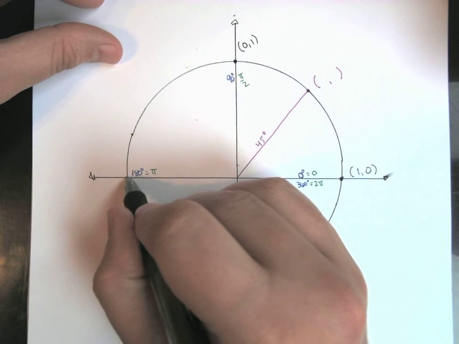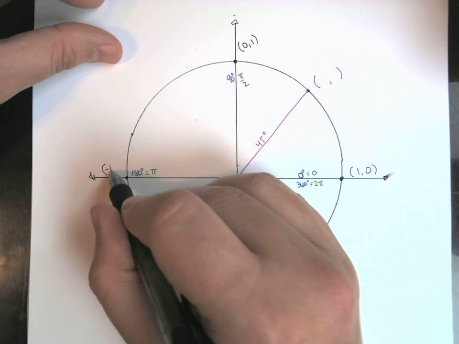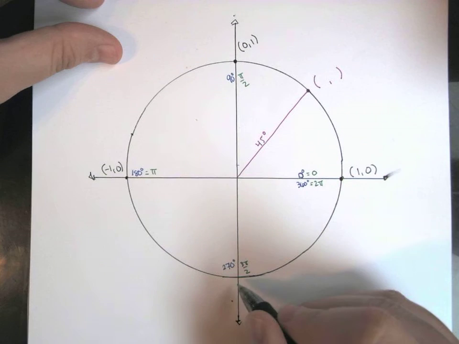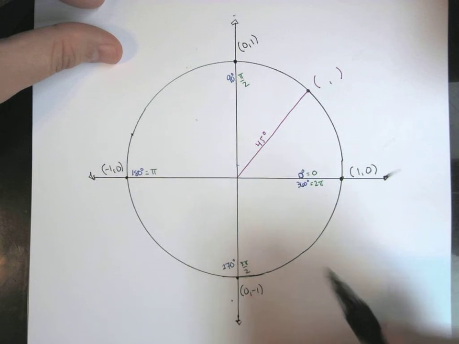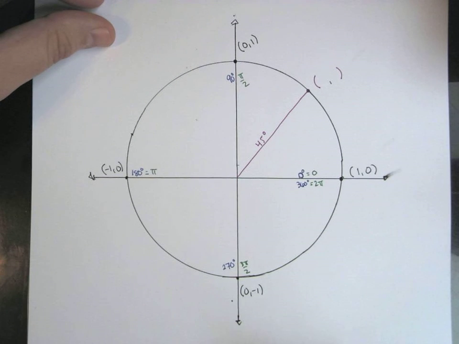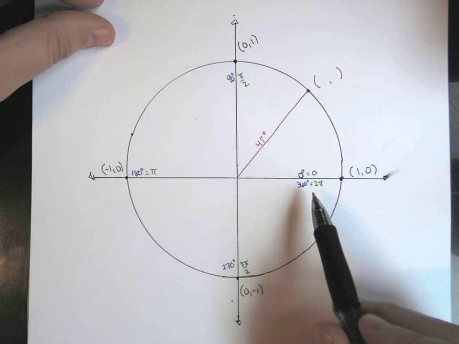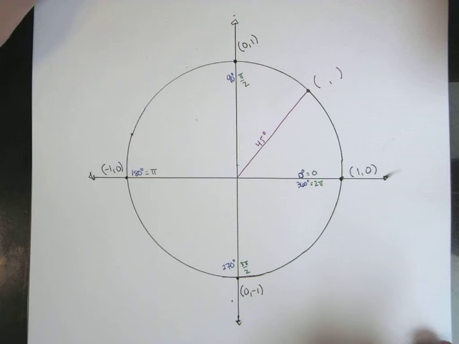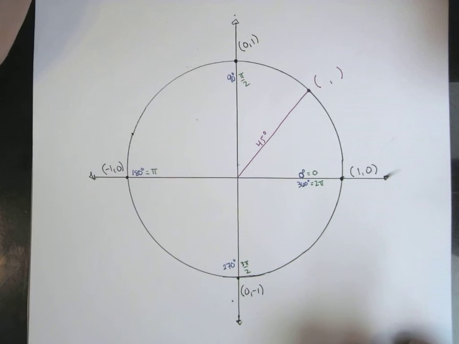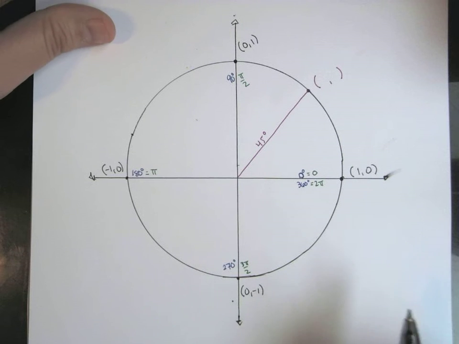And then we can go and fill in the rest of these. This is going to be (negative 1, 0) at 180. This is going to be (0, negative 1) at 270, or 3 pi over 2. Once we hit 360, we're back to where we started. We're doing things over again. So those we had already to a certain extent. We're moving around the circle. We get zeros and ones, positives and negatives.